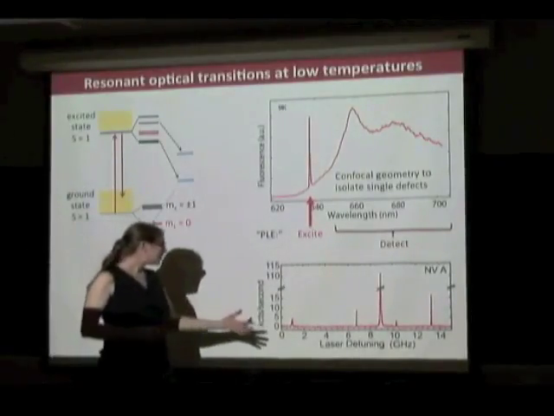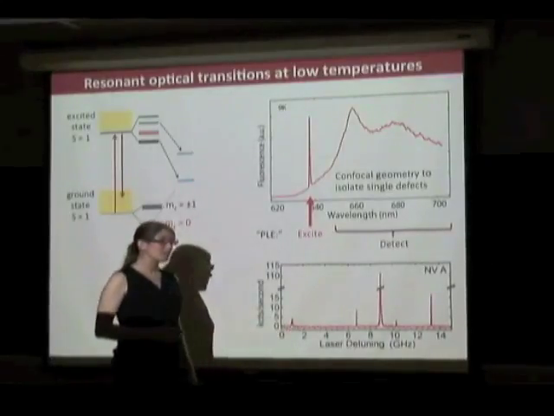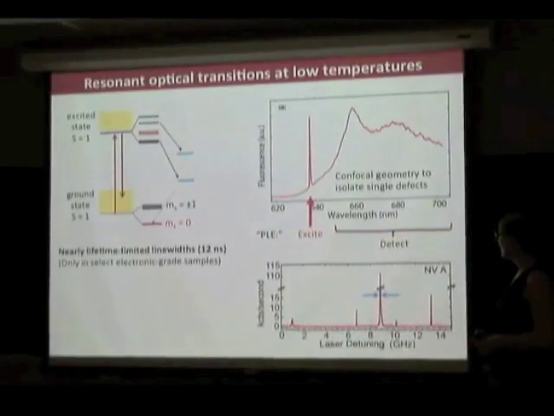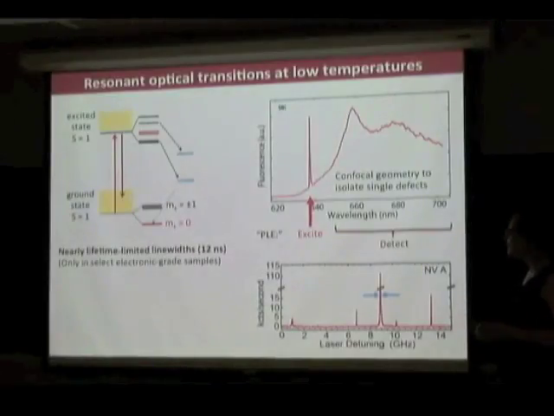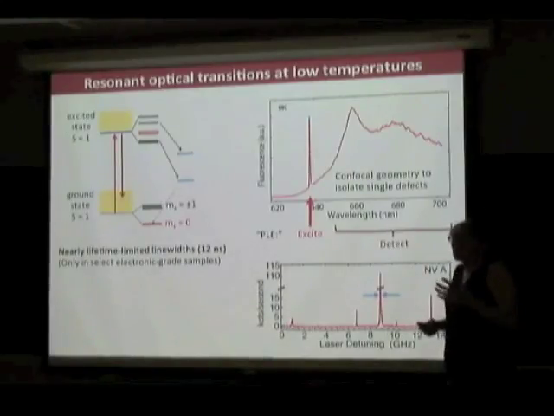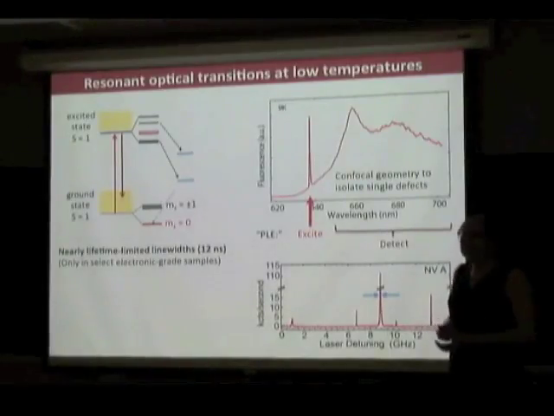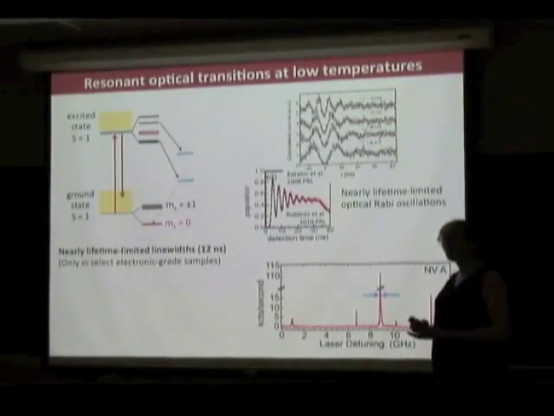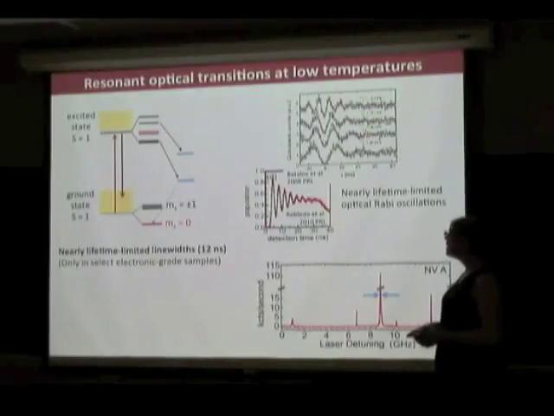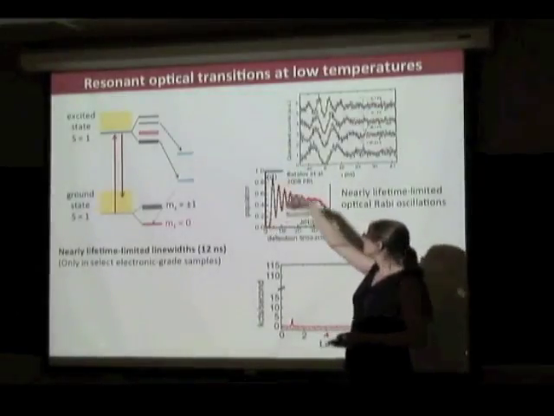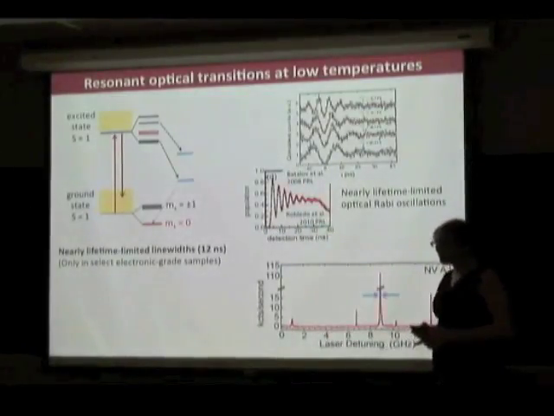And I'd like to draw your attention to a few features of these resonant optical transitions. The first feature is that these lines are quite narrow. If they were limited by the lifetime of the excited state, which is about 12 or 13 nanoseconds, you would expect them to be something like 15 megahertz wide. And this has been almost seen in a couple of select electronic grade samples. And this allows you to do things like see Rabi oscillations on the optical transitions, that is, coherent population oscillations between one of the ground states and one of the excited states on nanosecond timescales.